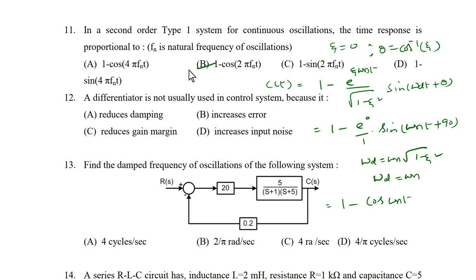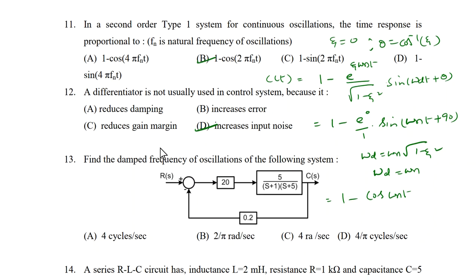Next one. A differentiator is not usually used in a control system because it will have a higher speed and a higher bandwidth. At the same time, it will increase the input noise here. So the answer will be input noise.